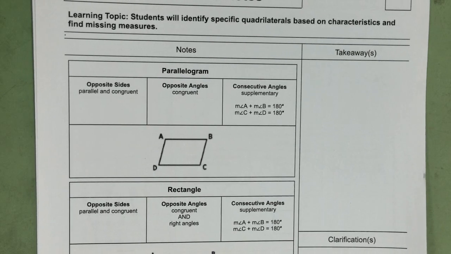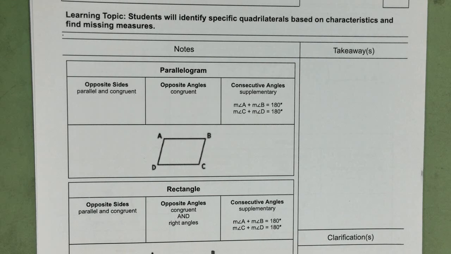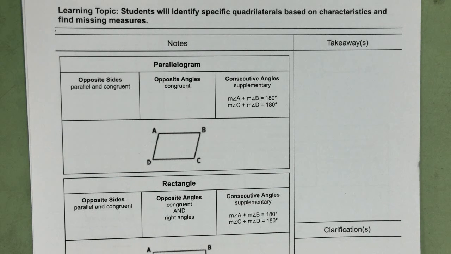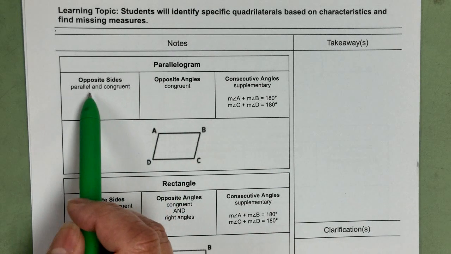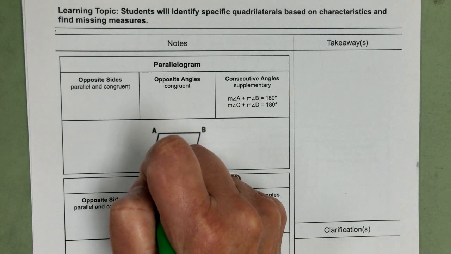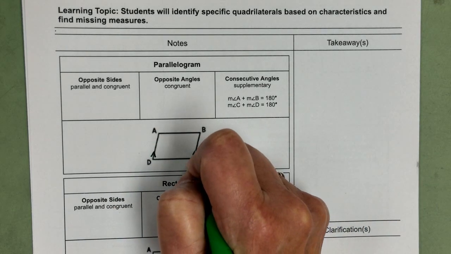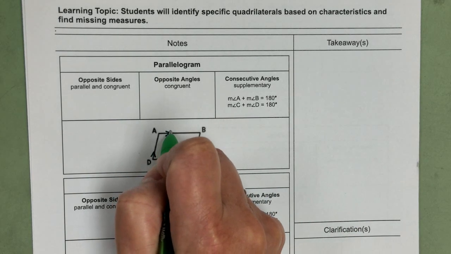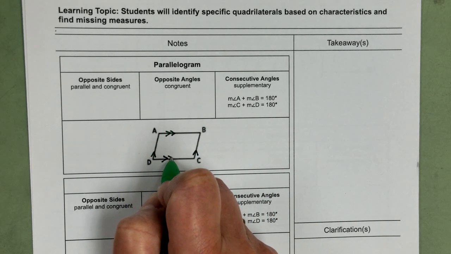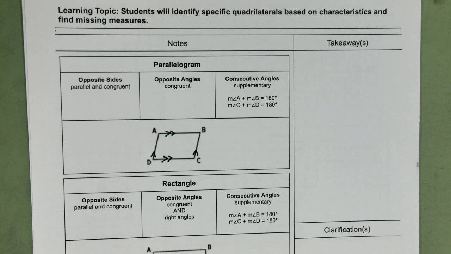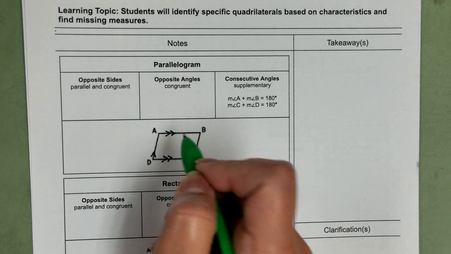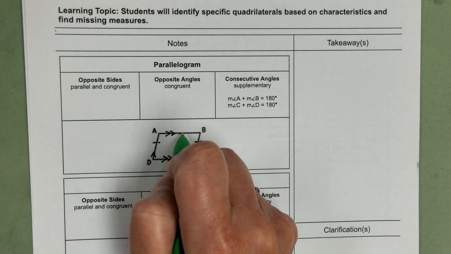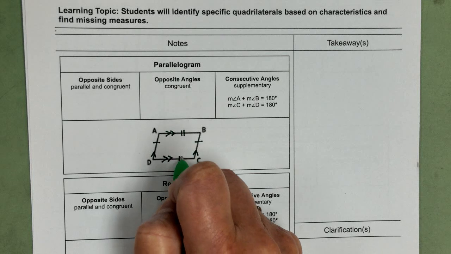In this section, we're going to look at a variety of quadrilaterals, and look in particular at their characteristics. We're going to start with a parallelogram. In a parallelogram, opposite sides are parallel and congruent. So that means side AD is parallel to side BC, and side AB is parallel to CD. That also means that side AD is congruent to side BC, and side AB is congruent to side DC.